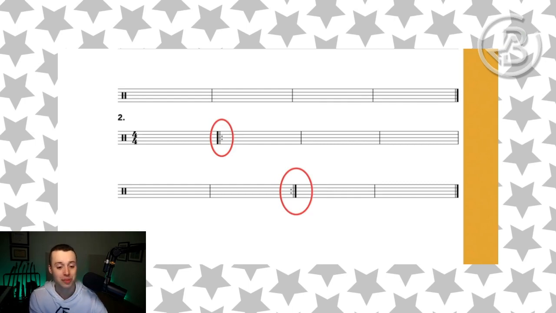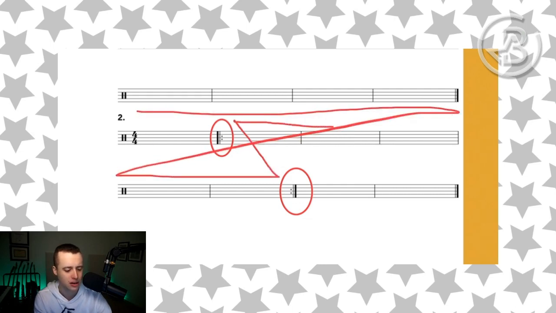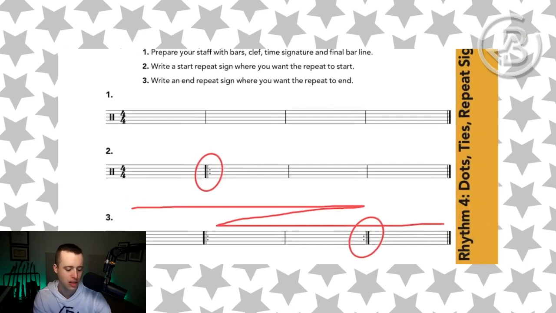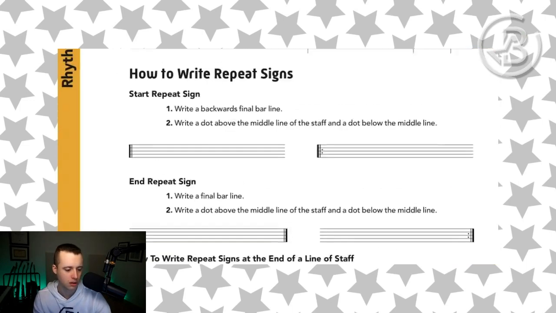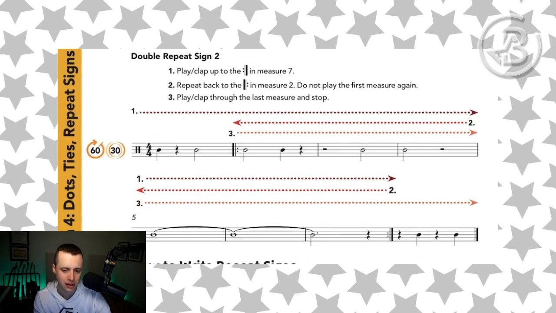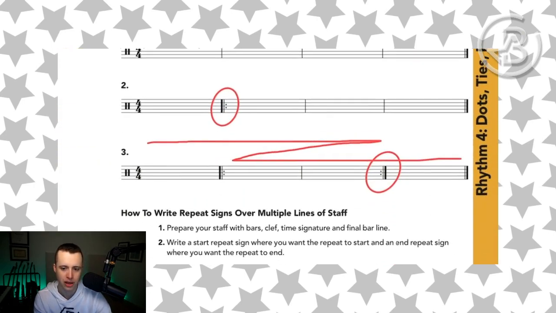So what this piece looks like, get ready, you can get squiggly. We go from here to here, in which case we bounce back to here. We go through one more time to the end. Squiggle, squiggle, squiggle. This is almost identical in the way it works to the double repeat sign here, except the end repeat sign is just 1 measure forward. It's in measure 6 as opposed to measure 7.